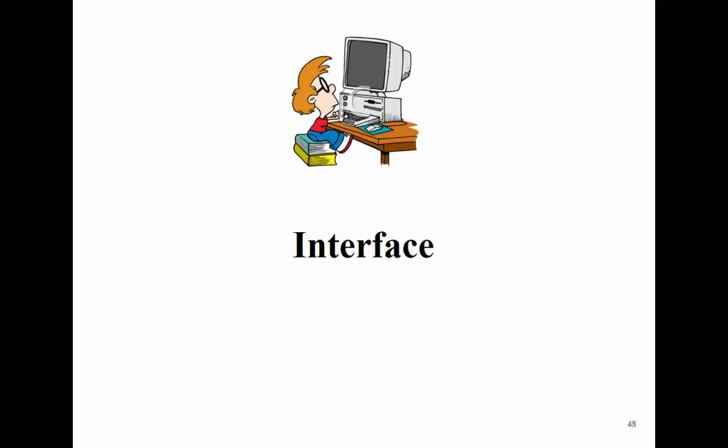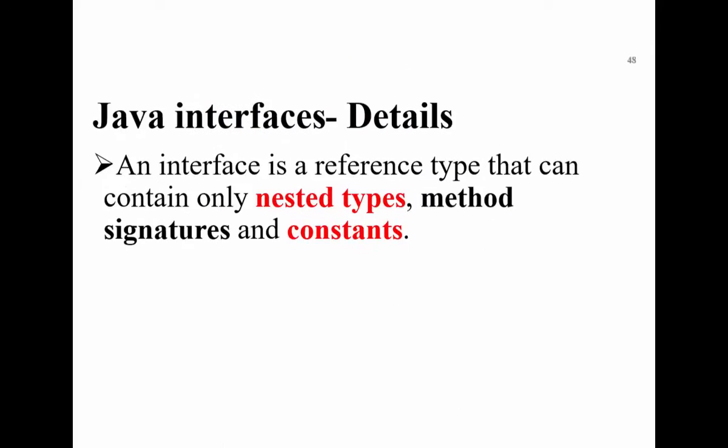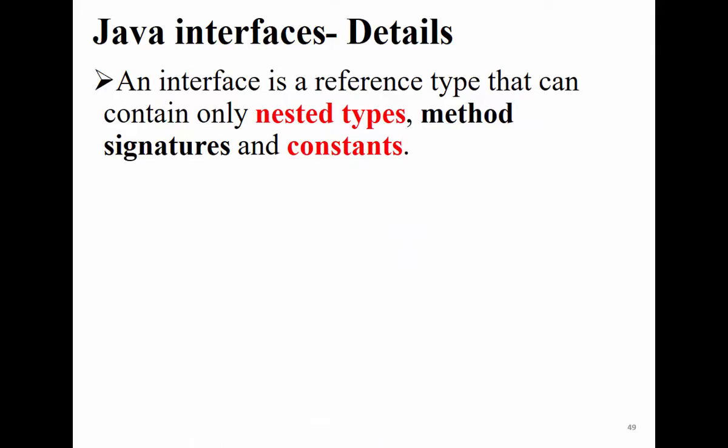So I need a class that contains some constants and also contains some behaviors. But again, the definition of the behavior is not completely defined. I need someone to implement this interface. If you decide to implement this interface, you decide to write the definition in your way. But I guarantee that you have this method inside your class. So the interface is a reference type. It's not an object type. So you use it always on the left side. So it's a reference type. It's not an object type. It contains some nested types, method signatures, and some constants.